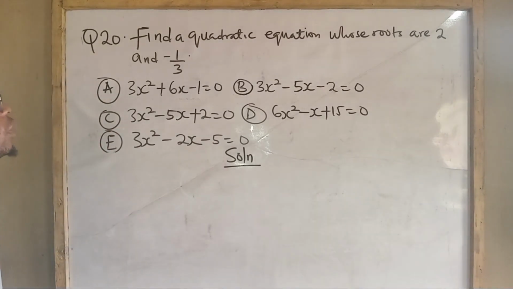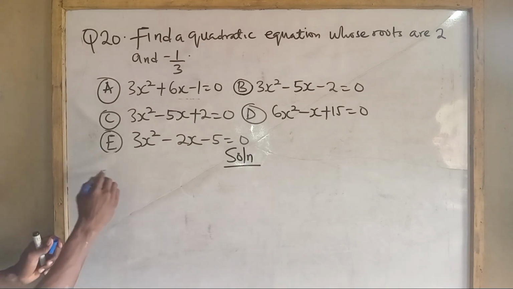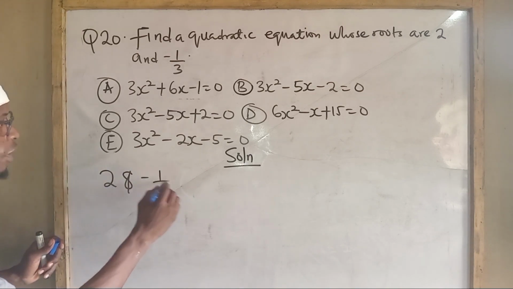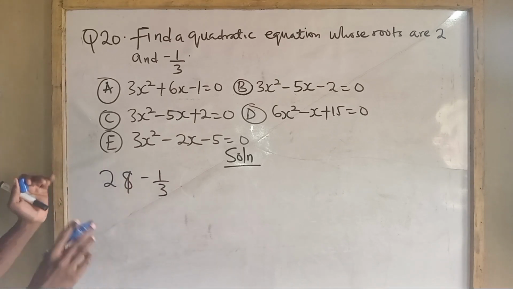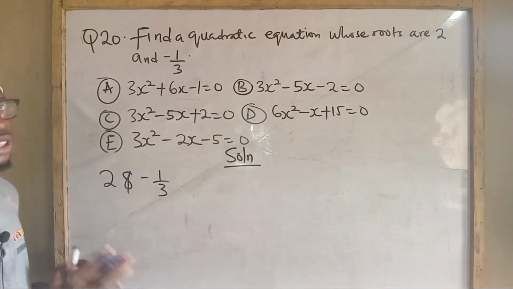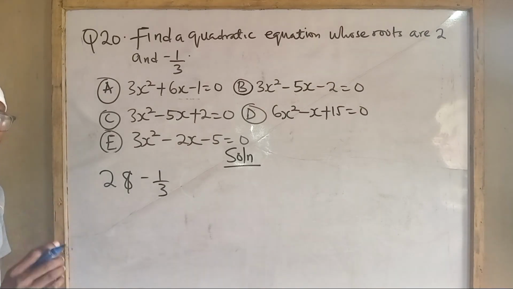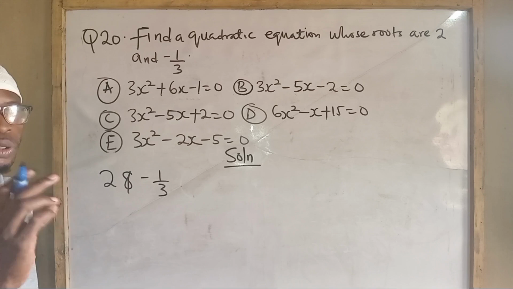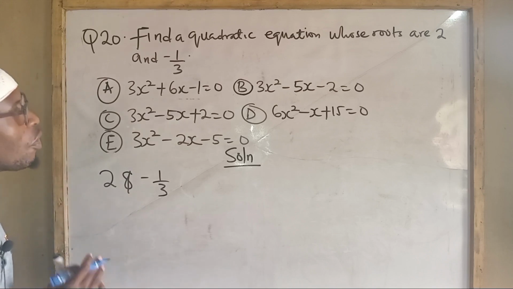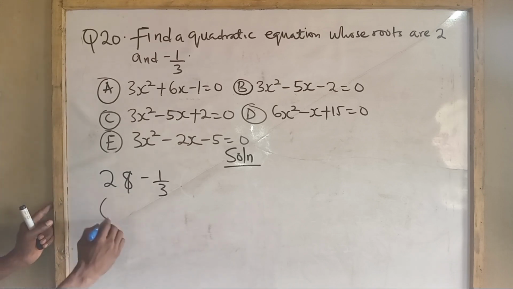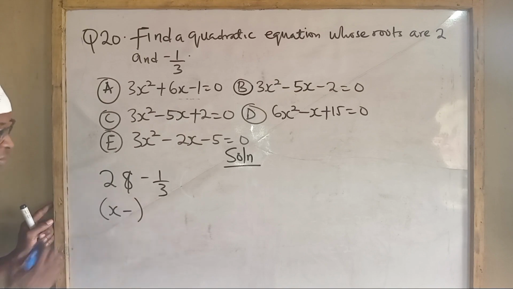So we have question 20 on the board, says find a quadratic equation whose roots are 2 and minus 1 over 3. We want to find the quadratic equation. So there are two ways you can solve this question. Either by using the formula, that's x squared minus sum of root x plus product of root equals to 0. Or you simply use a convention. The convention I'm going to give you now today is x minus.